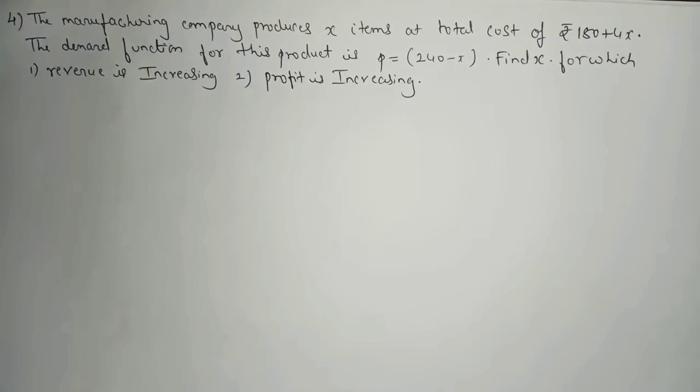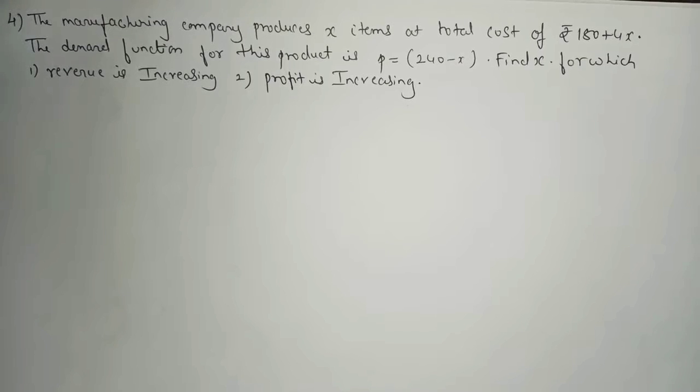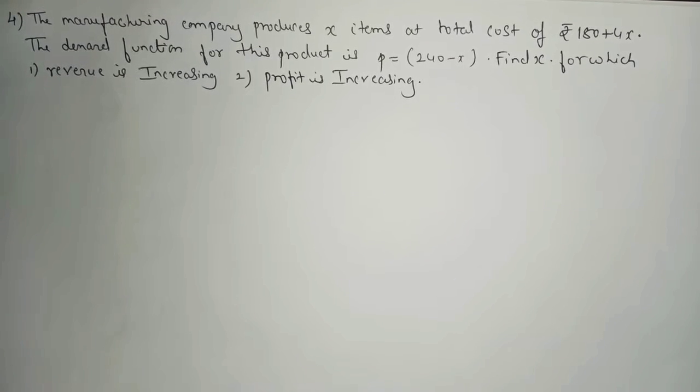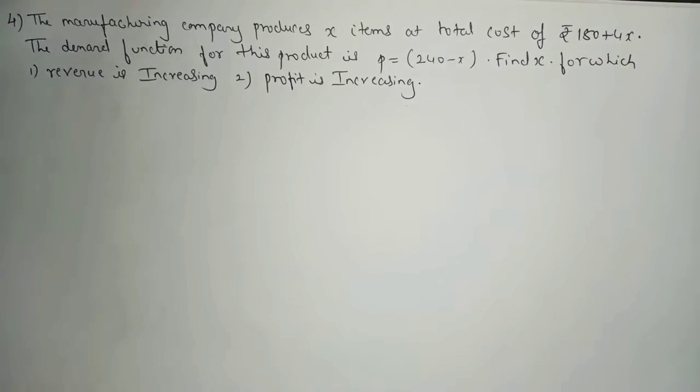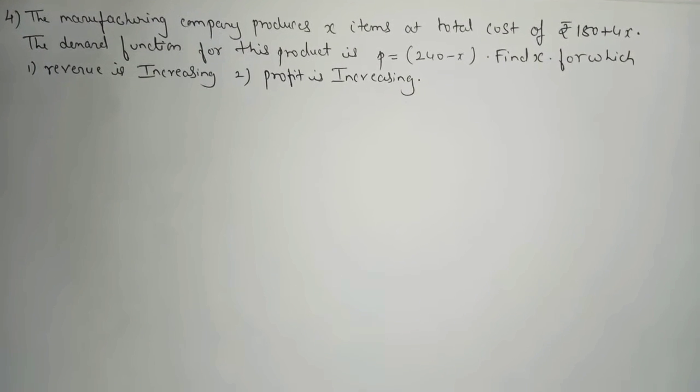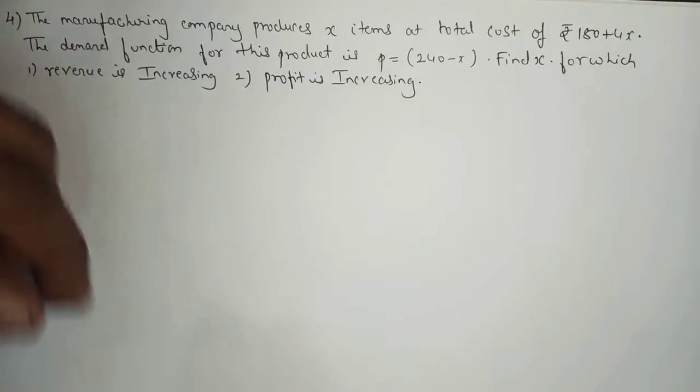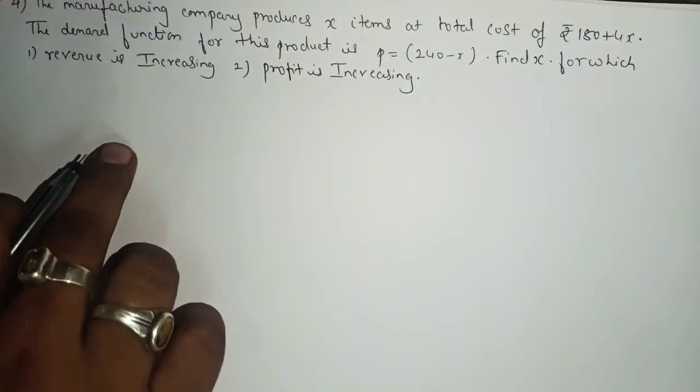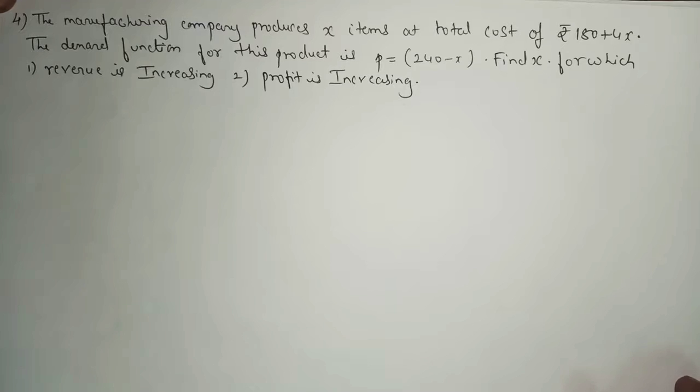Okay, so now let's move on to the next question, question number 4 of exercise 4.4. And this sum is very important from the board point of view, as there are three or four sums in this exercise based on revenue and profit being given. The sums based on this type are very important.